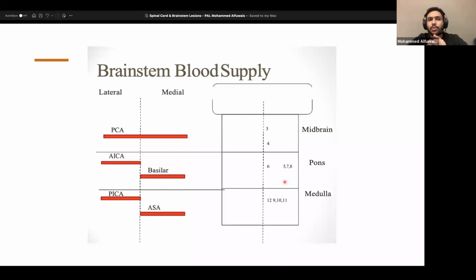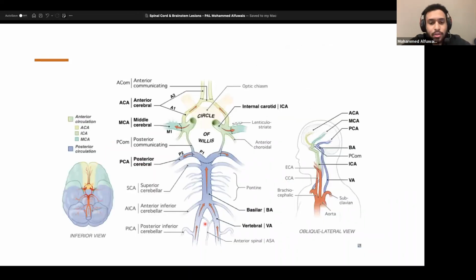So now the blood supply. I'll explain firstly the circle of Willis, just the posterior circulation, because that's the important part for the brainstem, and not the anterior circulation, because that's more in the cerebrum.